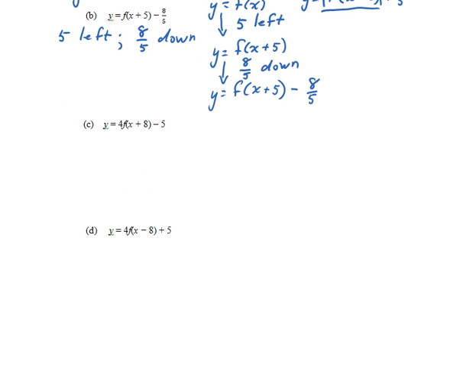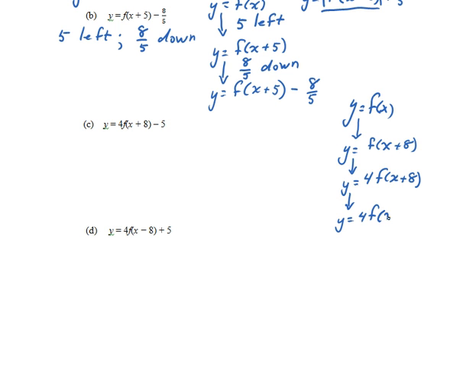Now in these last two, we start with y equals f of x again, but we're going to have 4 times f of x plus 8 minus 5. So we're going to have 3 steps. y goes to f of x plus 8, but then we multiply f of x plus 8 by 4, and finally subtract 5 from 4 times f of x plus 8. So x plus 8 replaces x. We're going to go 8 to the left.